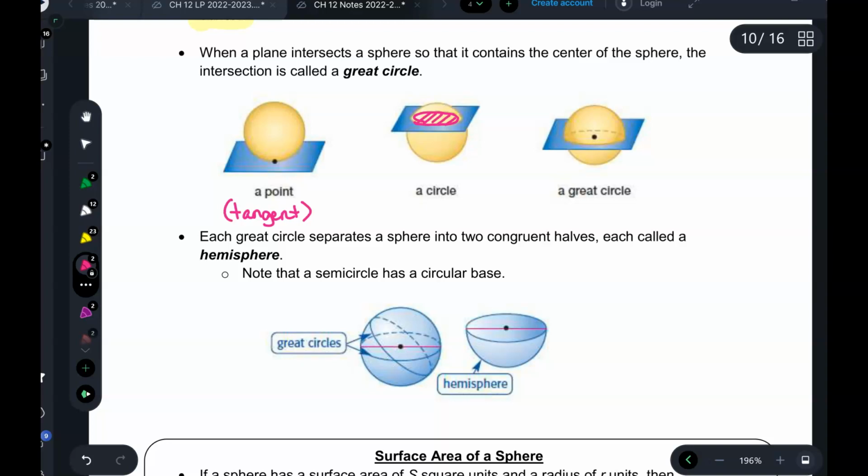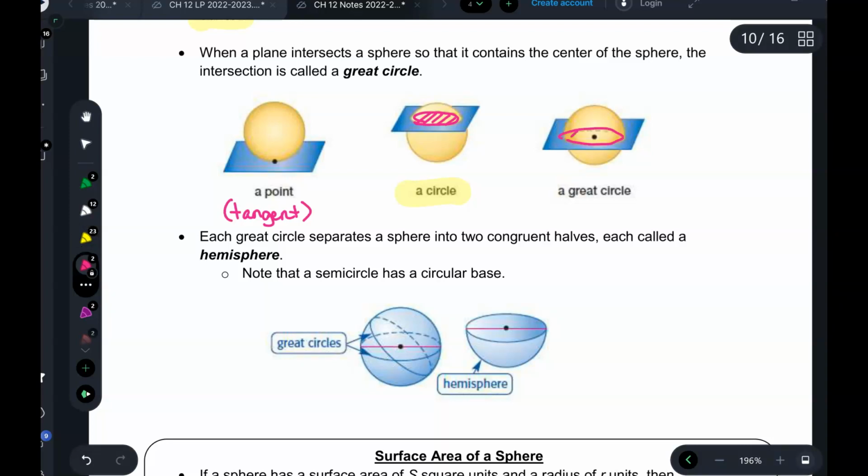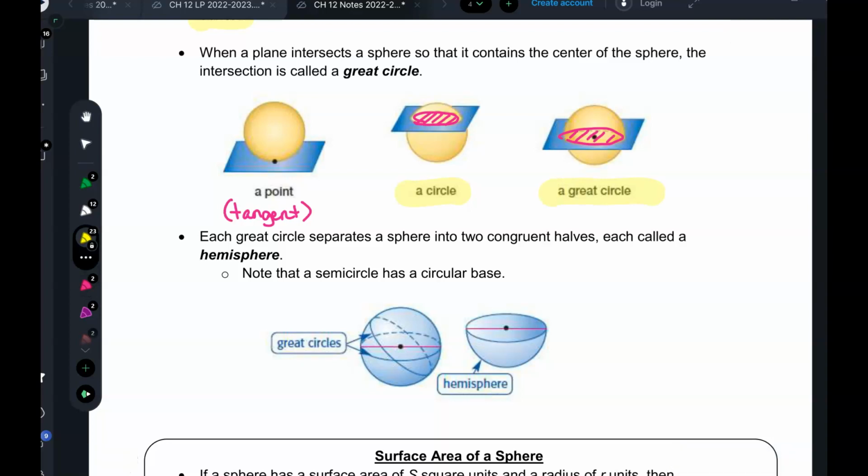Here's your intersection. You have to think that part is a circle, like if you slice into it. Now, what if it goes through the center? It does have a name. Think of Earth, I know it isn't exactly spherical, but if it was, think of the equator.